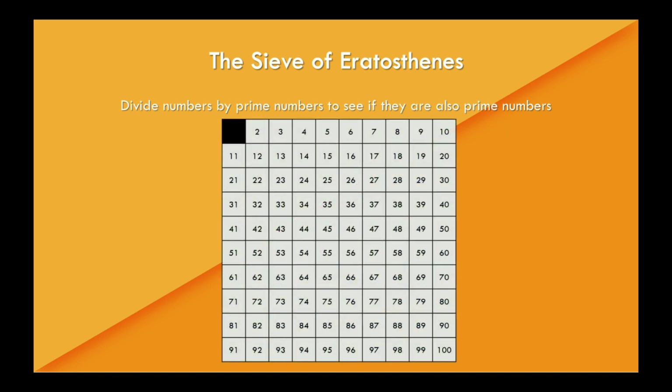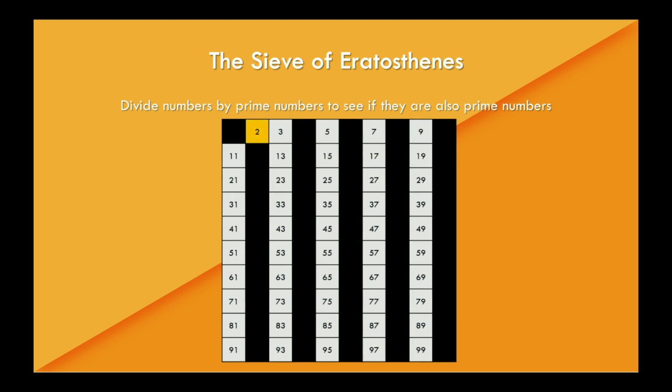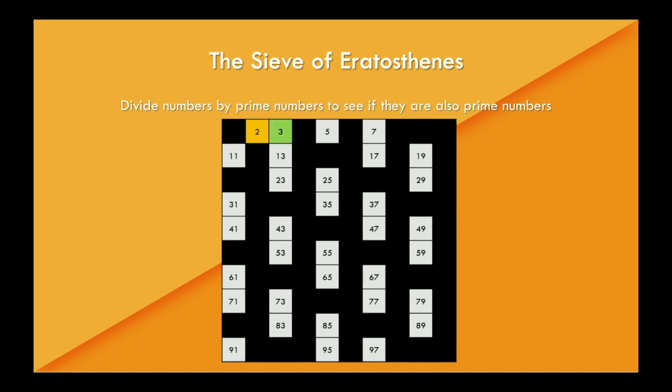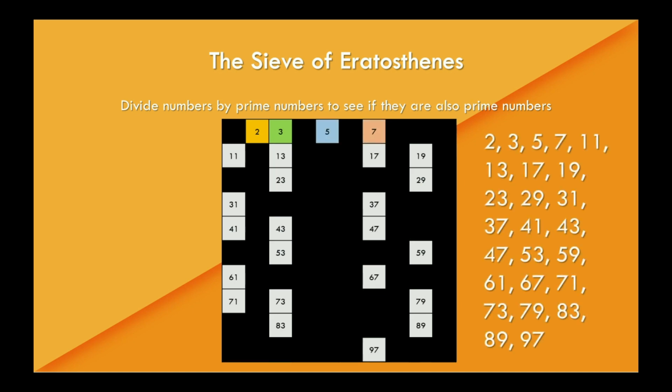As we can see here in the 100 square, we know that 2 is the first prime number, so we can eliminate any other numbers that can be divided by 2. The next prime number is 3, which allows us to eliminate any numbers that are divisible by 3. We can do the same with 5 and finally 7. Now all the remaining digits are prime numbers.